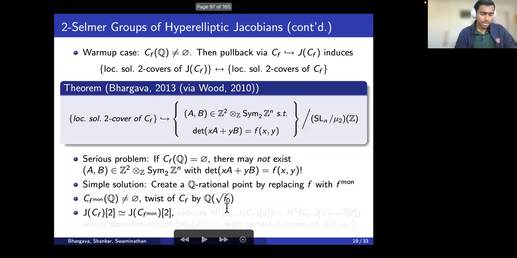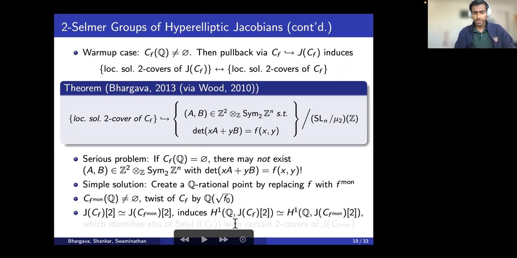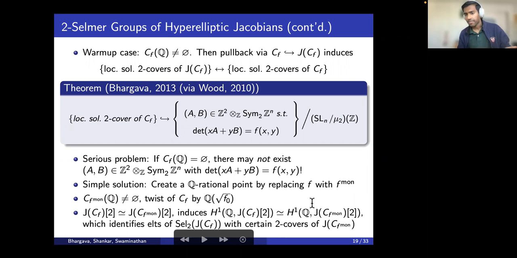Now it's easy to see that the 2-torsion of the Jacobian of C_f is isomorphic to the 2-torsion of the Jacobian of C_f_mon. And that identification induces an identification on their H^1s. And this identification of H^1s takes the 2-Selmer group of J of C_f, which lives in here, and it sends it to certain 2-covers of the Jacobian of C_f_mon. It doesn't map it to the 2-Selmer group necessarily of the Jacobian of C_f_mon, but it maps it to some set of 2-covers. And what we will do is we will parametrize the image of the 2-Selmer group of J of C_f in this H^1 here.